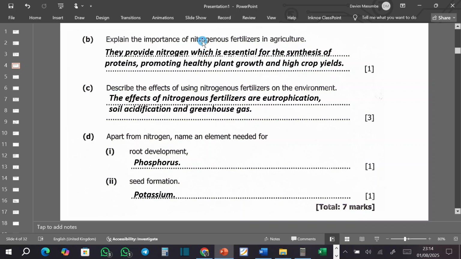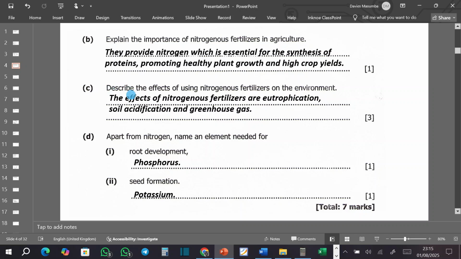Yeah, so when you hear that we have nitrogenous fertilizers, these are fertilizers that contain nitrogen. So their importance in agriculture is that they provide nitrogen, which is essential for the synthesis or formation of proteins, because in the formation of protein, nitrogen is very important. So they provide nitrogen, which is essential for the synthesis of proteins, promoting healthy plant growth and high crop yield.